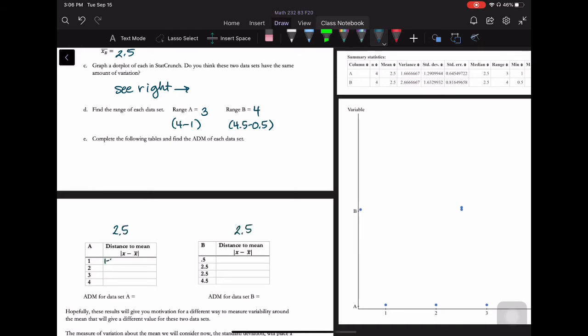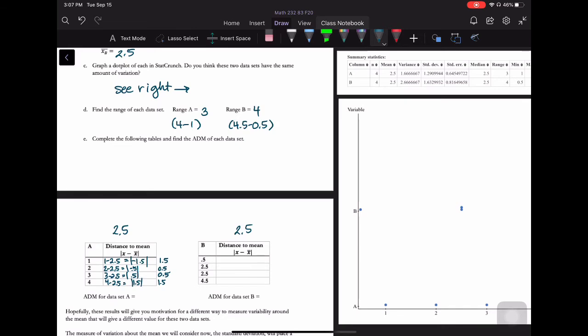1 minus 2.5 is equal to negative 1.5. Taking the absolute value of that, I get 1.5. And I'm going to go ahead and put that distance on the right. 2 minus 2.5 is equal to negative 0.5. Absolute value is 0.5. 3 minus 2.5 is positive 0.5. 4 minus 2.5 is equal to positive 1.5, which is 1.5 distance.